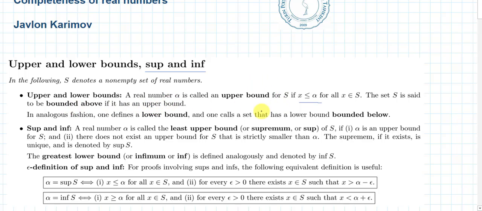So if for any x this is satisfied, x less than or equal to alpha, for some real number alpha, then we call alpha an upper bound of S, and the set S is said to be bounded above. And in analogous fashion, one defines a lower bound. So similarly, we can define a lower bound, and a set that has a lower bound is called a bounded below set.